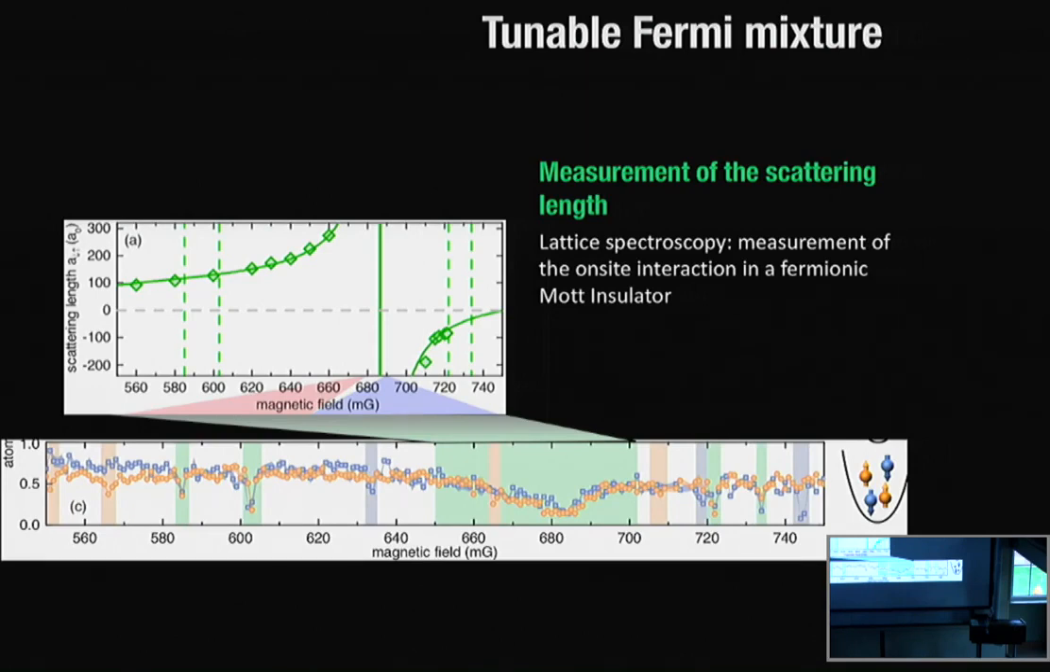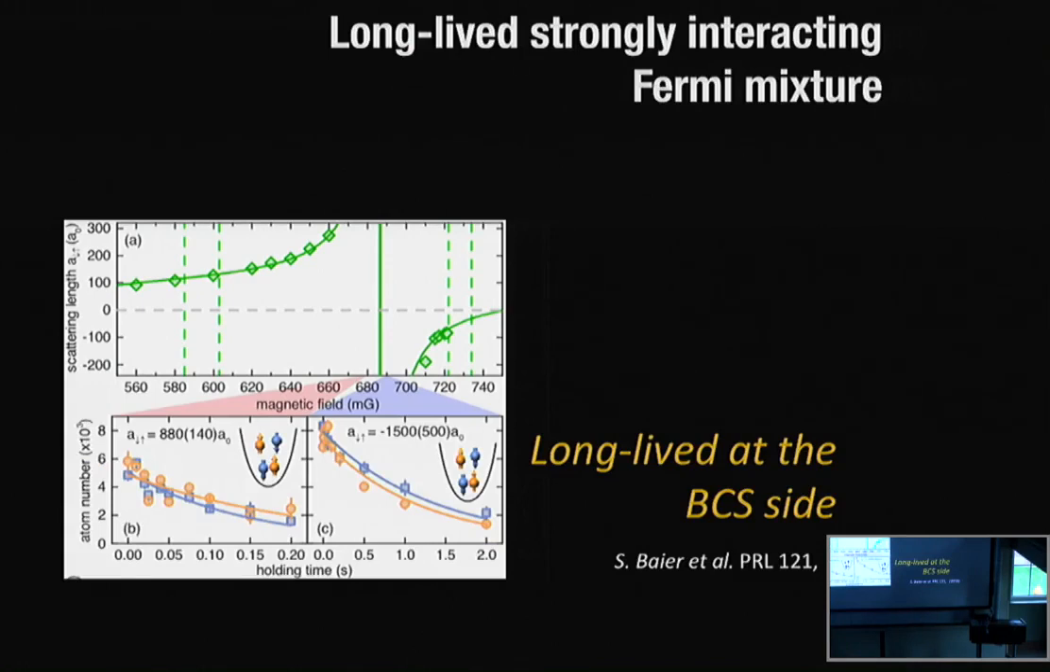Can we use it? Can we have a stable system? This is a very promising result, because very near the Feshbach resonance, at a scattering length of minus 1,500, we see a very high lifetime of the spin mixture, on the order of 800 milliseconds. So it's a long-lived dipolar Fermi mixture.